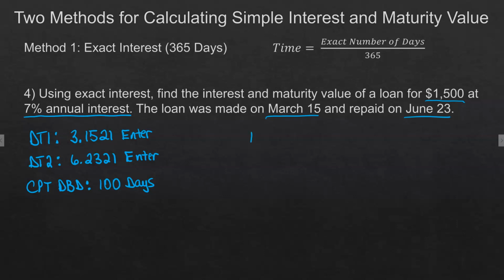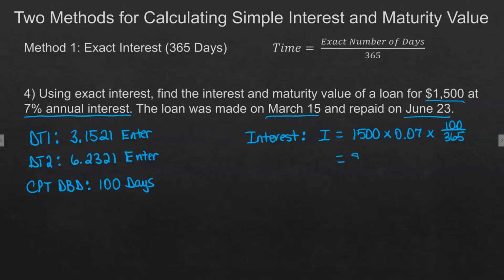Now, to find our interest, we're going to take 1,500 times our interest rate of 7% times the number of days. Now remember, on this one we're using 365. We're using exact interest. That's how our book talks about exact interest. Exact interest is 365. Ordinary interest is 360. And it seems like we use that more often than the exact interest.